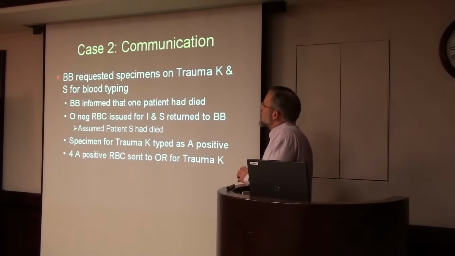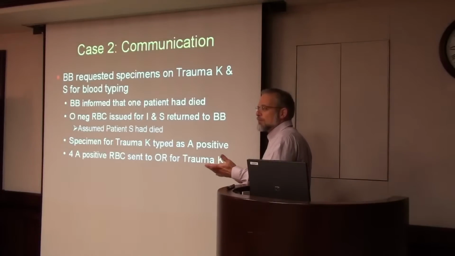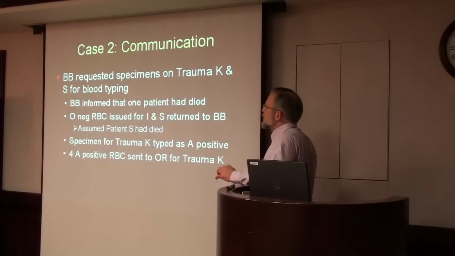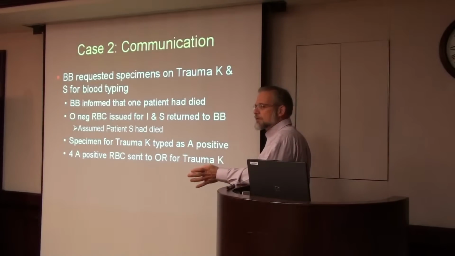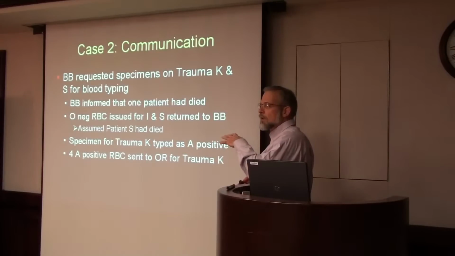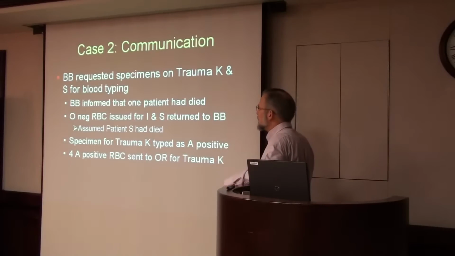So the blood bank requested specimens on trauma K and trauma S so that we could get a regular blood type on these patients. We wouldn't keep giving out Group O negative, which is always in short supply throughout the city. And at that time, ER informed the blood bank that one of these patients had died. We knew that patient I had been diverted. We heard that patient K was going to the OR, so we assumed patient S had died.